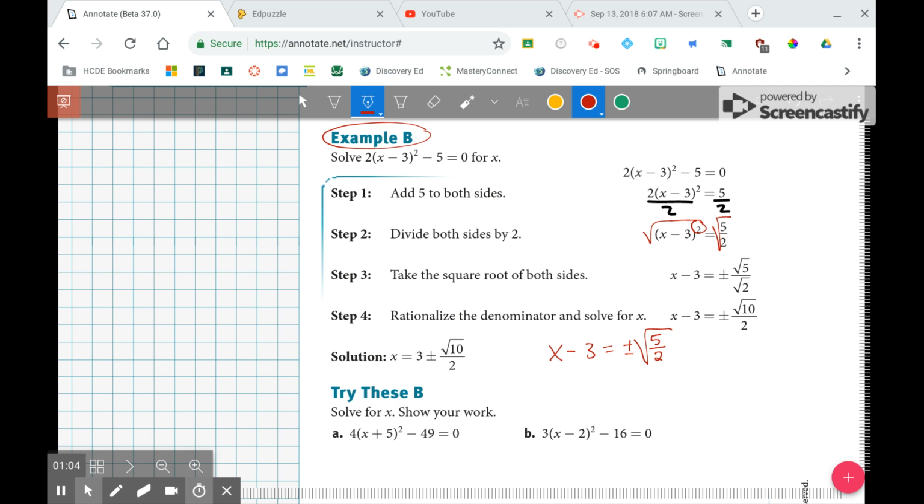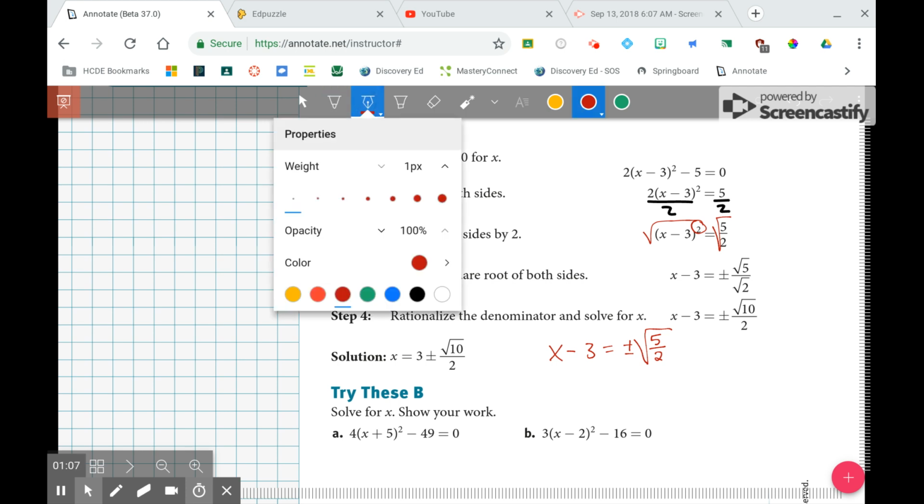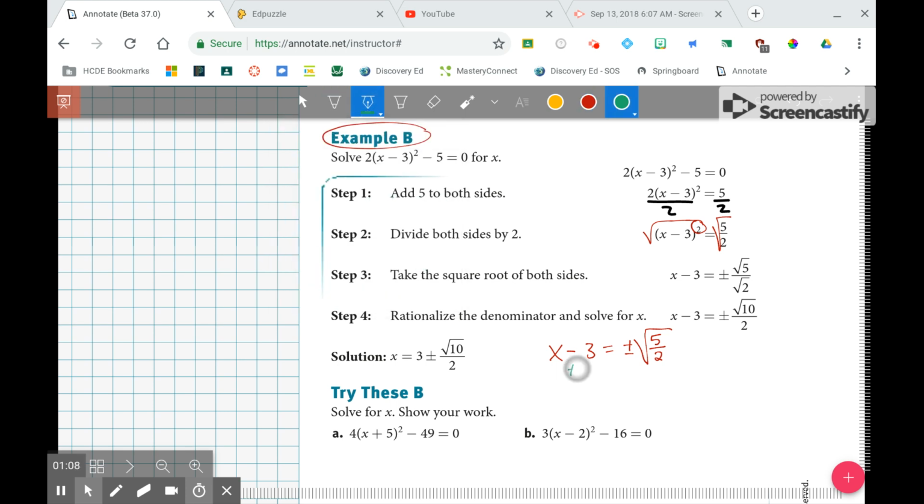Now we add 3 to both sides because our goal is to get x by itself. So when we add 3, we just write this as x equals 3, and then we put the plus or minus, then that big square root. Later, we will talk about what's called rationalizing the denominator. That's not today, but we could rationalize this, and that would give us the square root of 10 over 2. That will be a future lesson. So for us, we will just stop here for today.